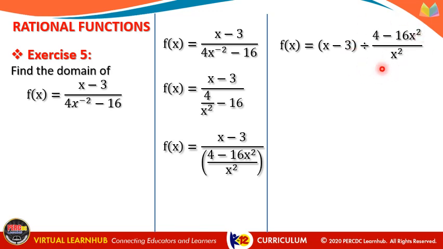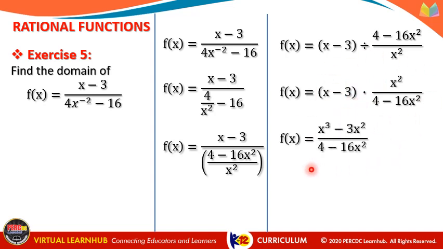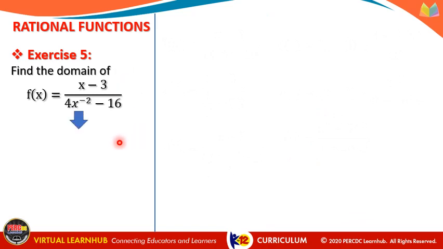Ano ulit ang ginagawa natin pag ganito, di ba? Kukunin mo yung reciprocal ng divisor. So, i-reciprocal mo si 4 minus 16x squared over x squared. Makukuha natin to. Tapos yung division ay magiging multiplication. So, let us multiply this one. We will get this. So, ito ay equivalent dito. Okay? So, from our previous solutions, di ba? Again, ang x raised to negative 2 is the same as 1 over x squared. Na again, using algebra, this is equivalent to this.